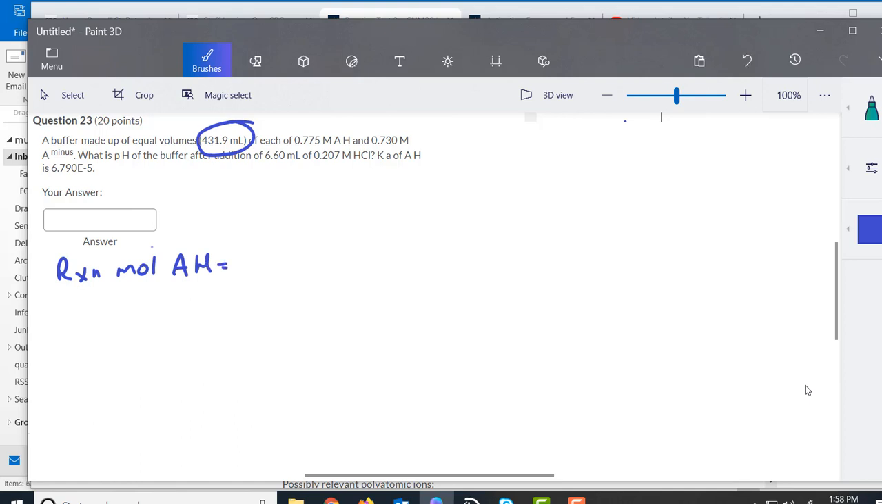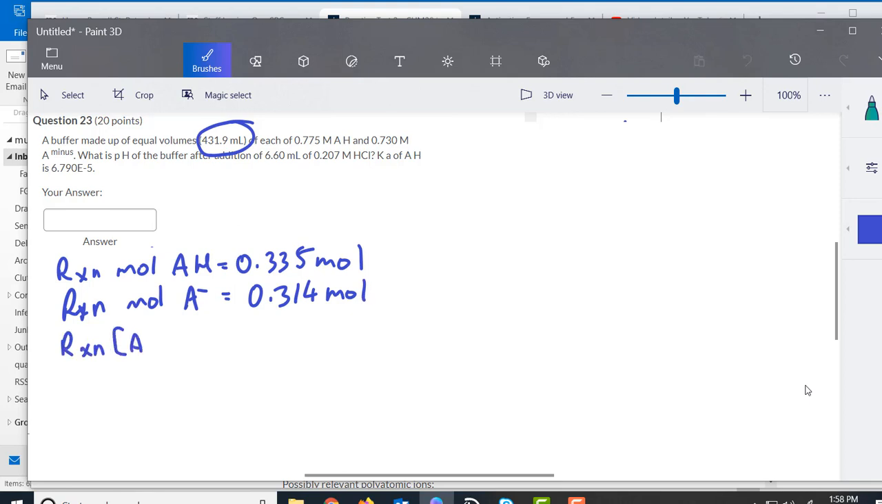And this is what we just calculated, and it comes out to be 0.335 moles. And the reaction moles of A minus, again what we just calculated, 0.314 moles. The next step is to find the concentrations in the reaction of AH and A minus.